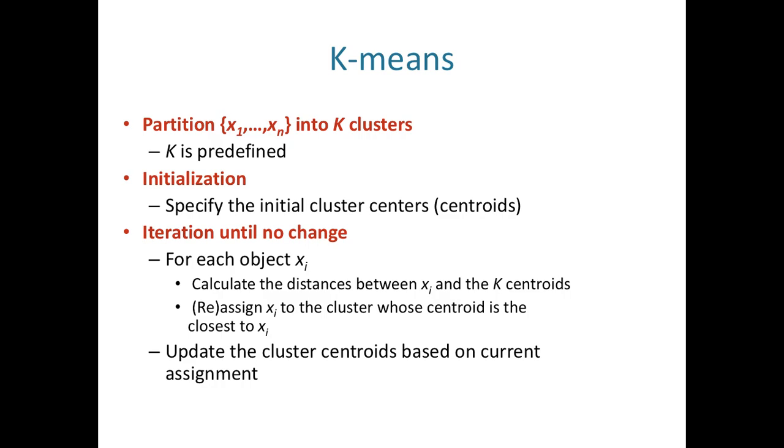Then what k-means does is that it iterates for each object. It calculates the distance between the object and all the centroids that we have, and then assigns the object to the cluster whose centroid is the closest. Once all the objects have been assigned to their own clusters, we recompute the centroids and repeat the iteration until no change appears, so no objects change from one cluster to another one.